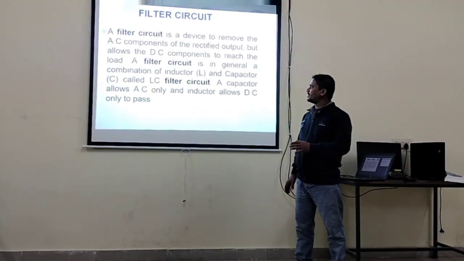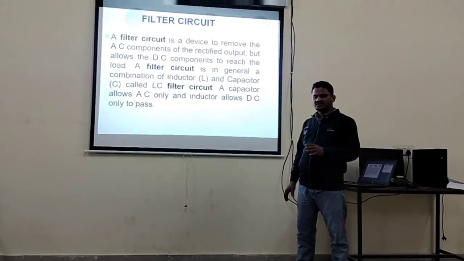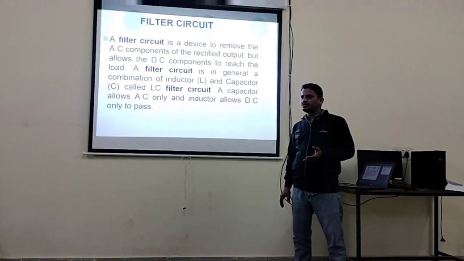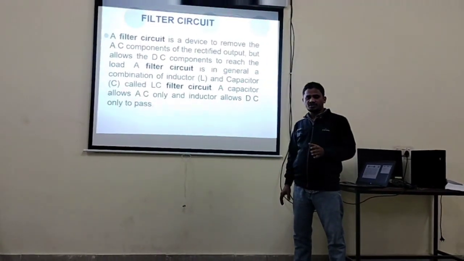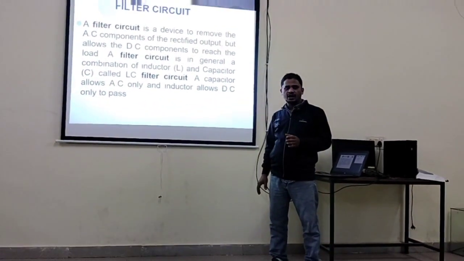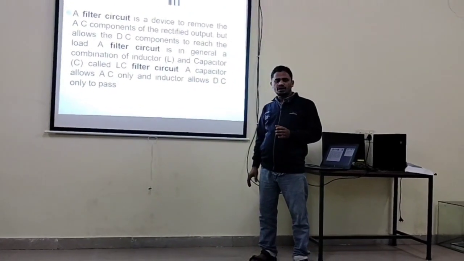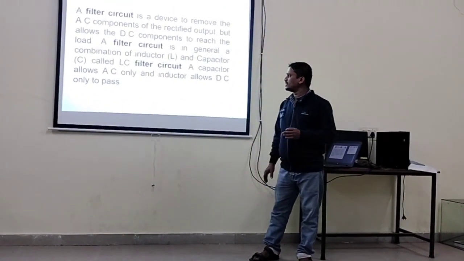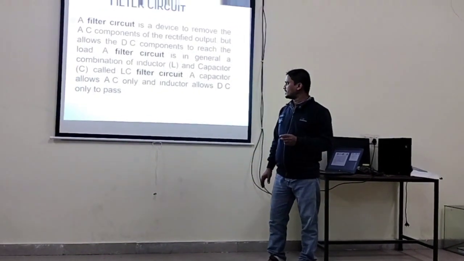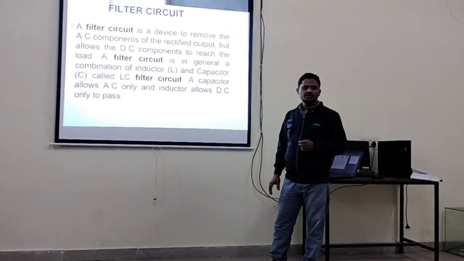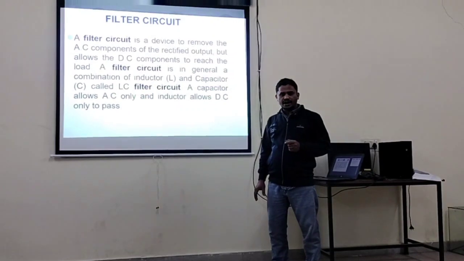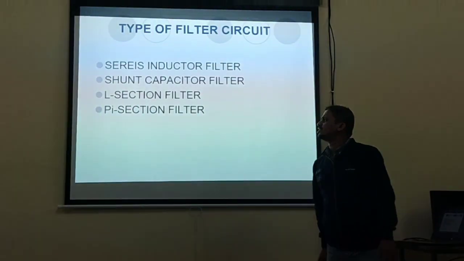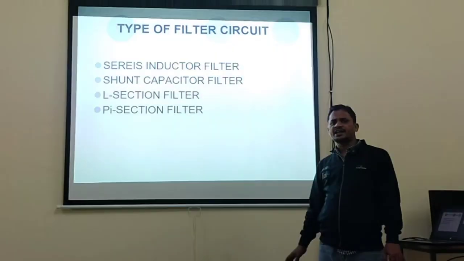The filter circuit is the device to remove the AC component. Otherwise, another definition is that it rejects the AC signal and allows the DC signal, the DC component, to reach the load. A filter circuit is a general combination of inductor, resistor and capacitor. An inductor filter with a capacitor filter is called an L section filter.